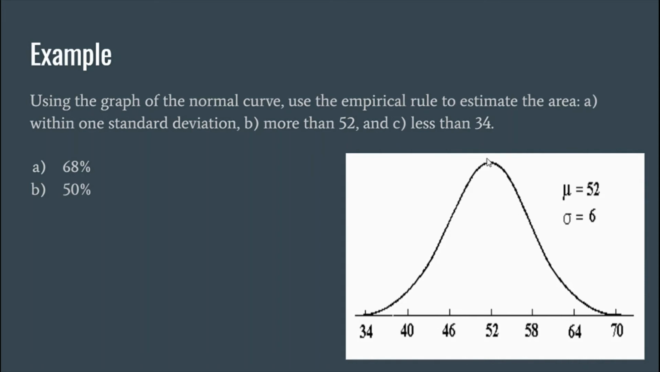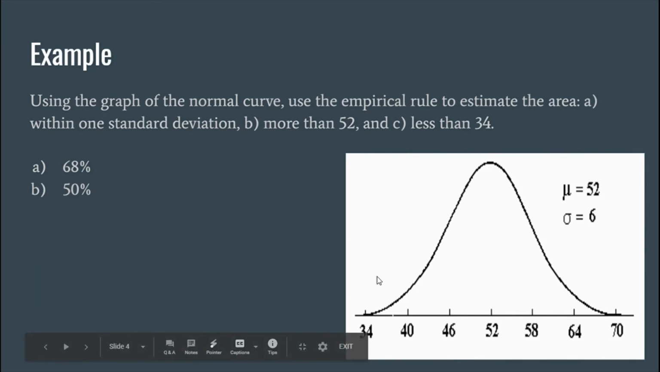Okay. And C, less than 34. So here's 34. 34 is 1, 2, 3 standard deviations away. So between 34 and 70, well, it's not 70%, sorry, 70. Between 34 and 70 is 99.7%.